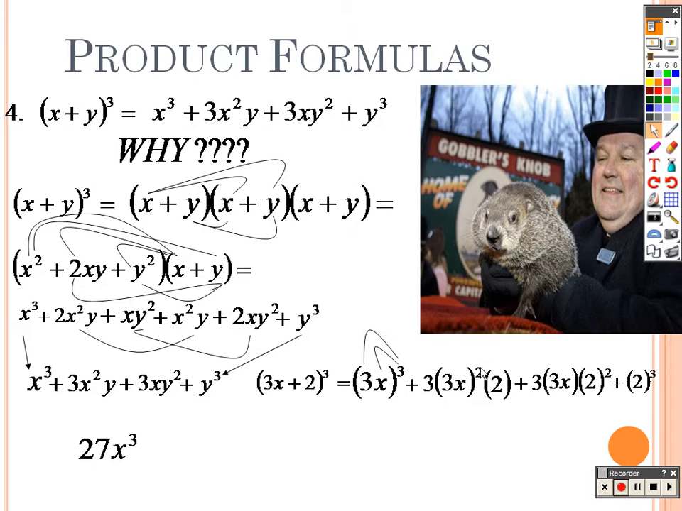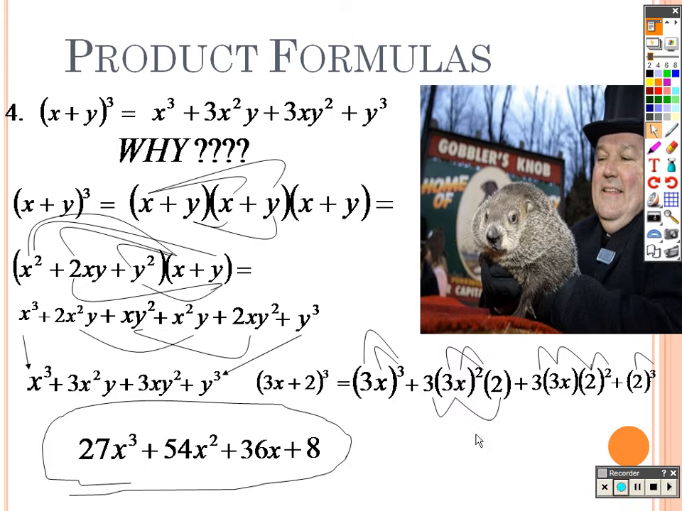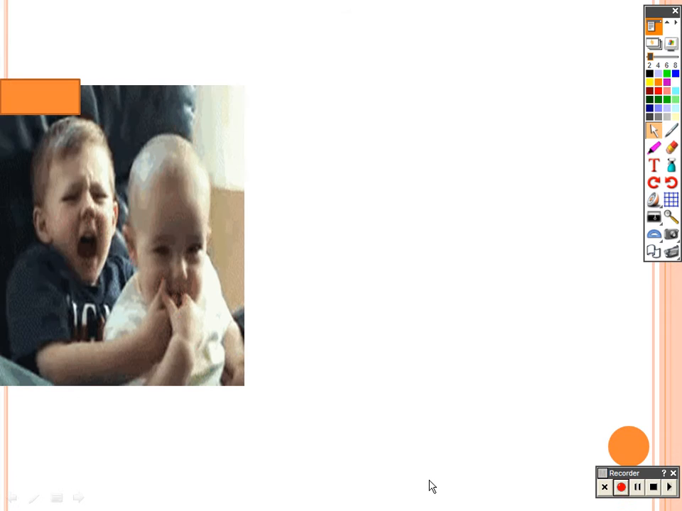Then we have the square, because according to our order of operations, I have to take that through. So I end up getting 3 squared, which is 9. 9 times 3 is 27. 27 times 2 is 54, and we have the x squared. Once again, I have to take the squared through, so 2 squared is 4. 4 times 3 is 12. 12 times 3 is 36, and that x is there. And 2 cubed is 8. And there is your final answer with all those steps of foiling involved.